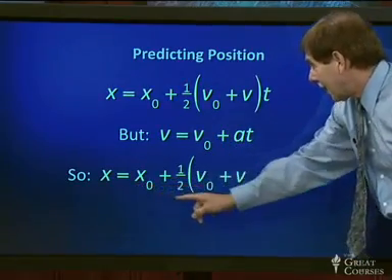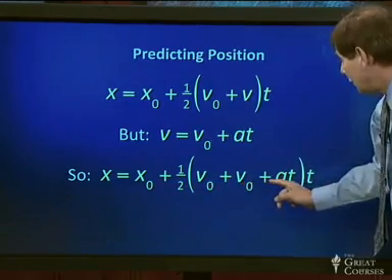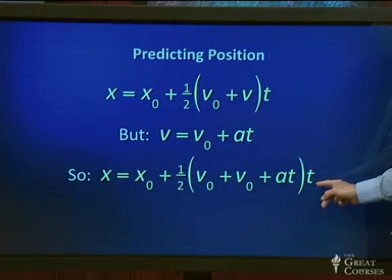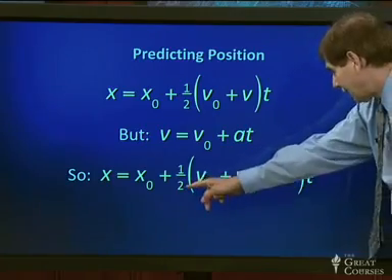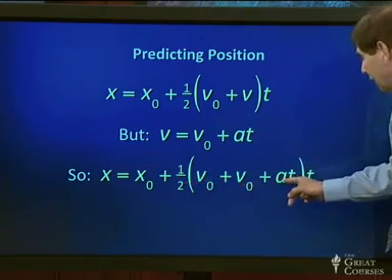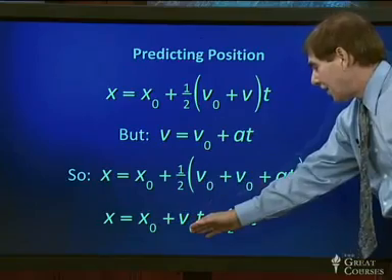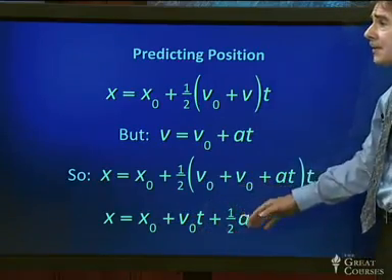X is my initial x plus a half, v naught plus v naught plus at. There's the second v naught coming from there. There's the at, and the whole thing is multiplied by t. Multiply this all out. I've got two v naughts in there. The half kills off the 2, but the half stays there in front of the a times t, and I end up with my position as a function of time. My initial position plus a position that increases because of the initial velocity, plus an extra term that reflects the effect of the acceleration. Let's take a closer look at that equation.